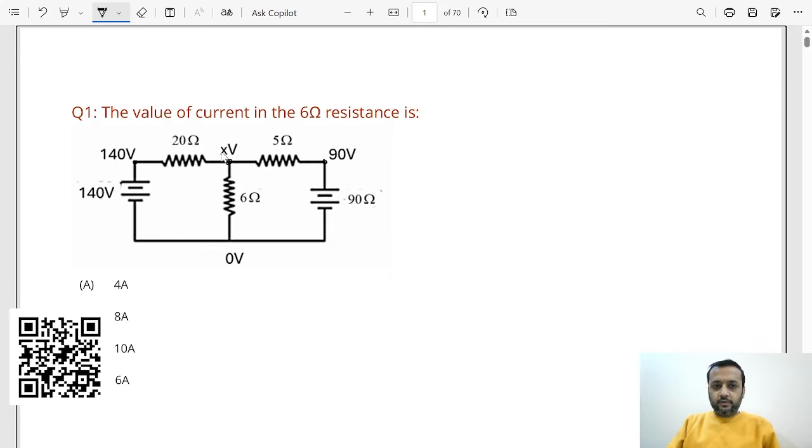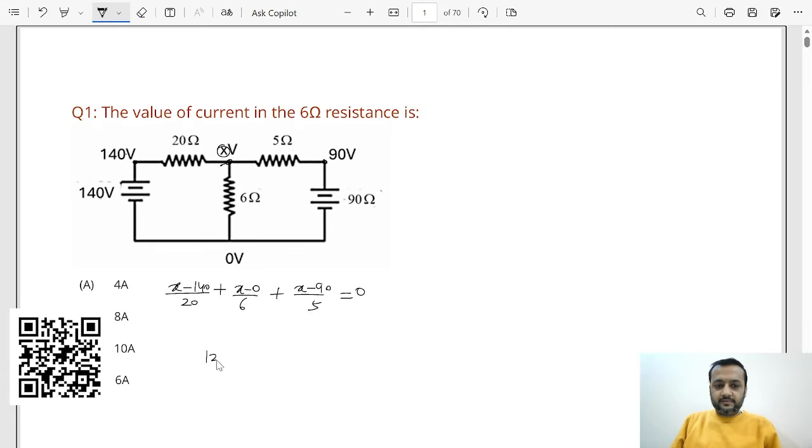Let us assume the potential to be X volts here, and if I apply nodal analysis at this location, X minus 140 by 20 will be the current flowing in the 20 ohm resistor from X to 140. Then X minus 0 by 6 is the current flowing in the 6 ohm resistor, and X minus 90 upon 5 is the current flowing in the 5 ohm resistor. The total should be 0.